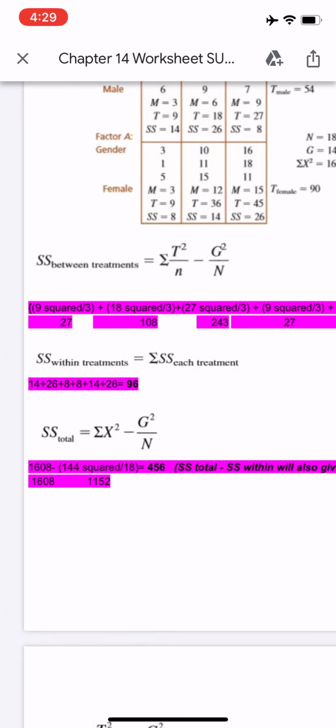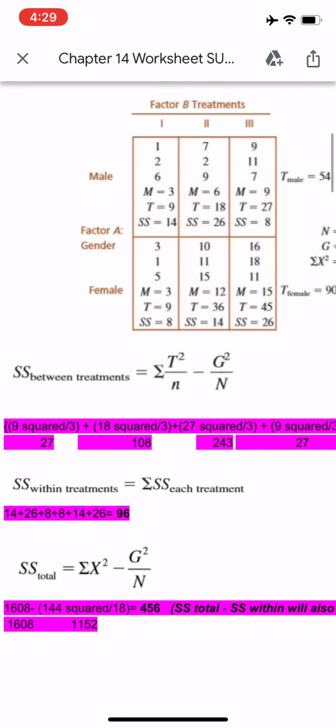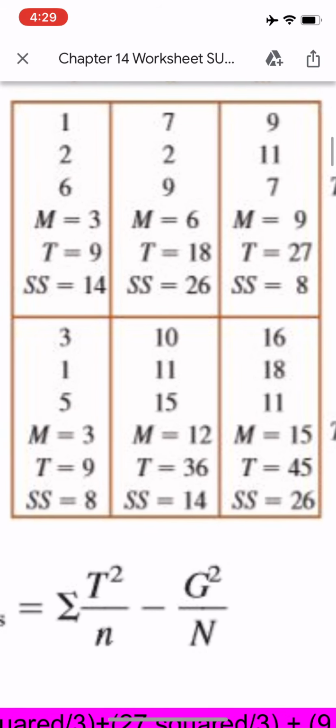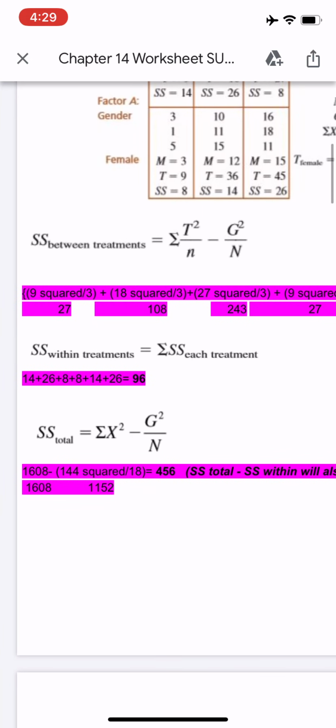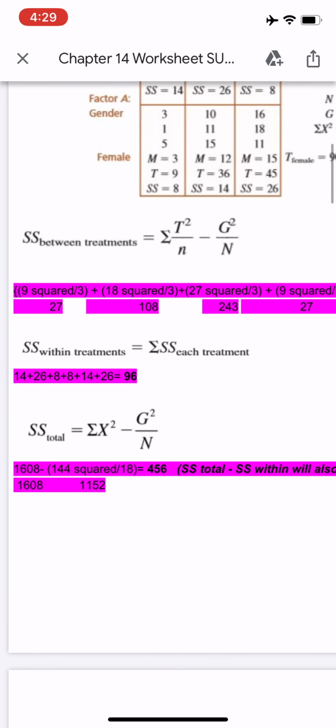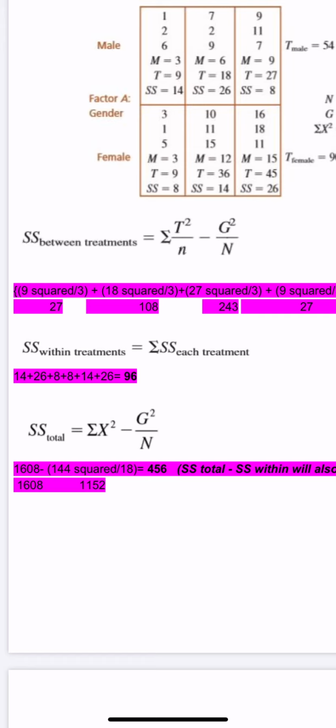SS within, same thing. We're given an SS in each of these cells. We can label these as cells. So you just add up all the sums of squares and you'll get 96. And then for total, you just do the sum of x squared minus G squared over big N, which is 456.